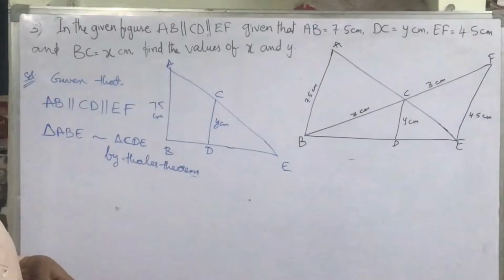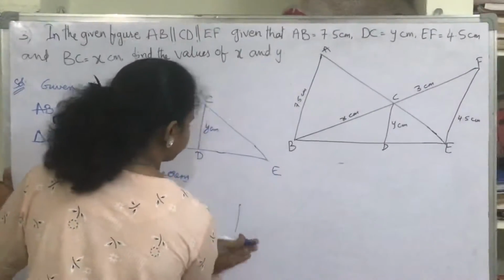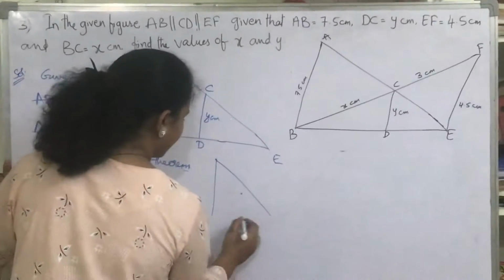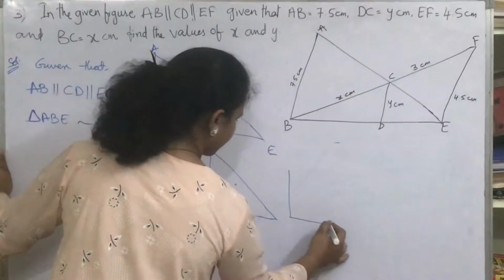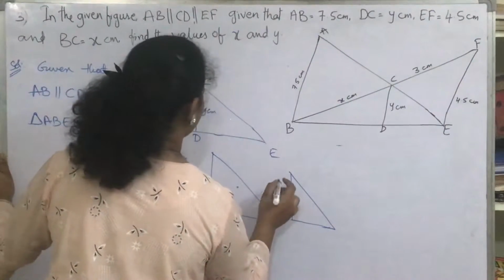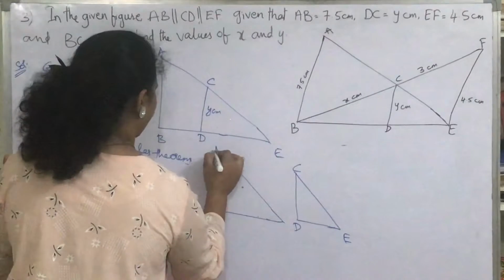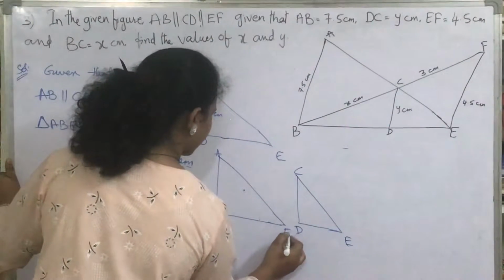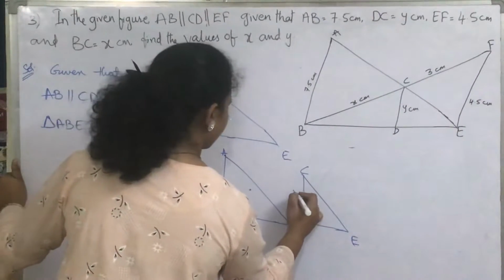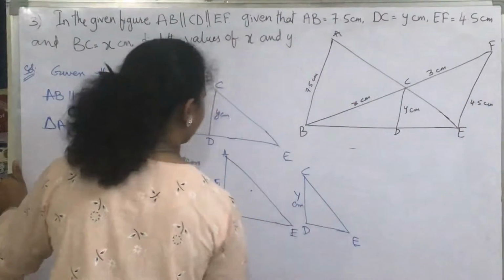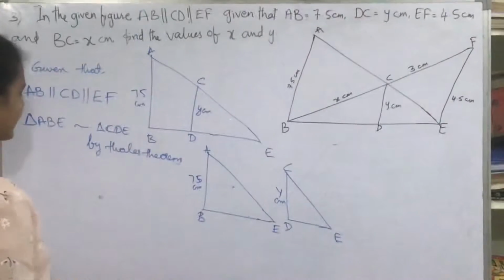Then the corresponding sides are divided in the same ratio. So let's draw the two triangles aside. Let this be the first triangle, triangle number 1, and let this be the second one. So here you have CDE and ABE, 7.5 centimeters, y centimeters. Now here triangle ABE is parallel to triangle CDE.